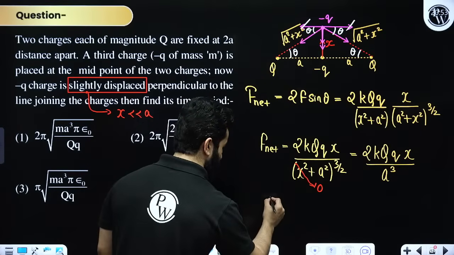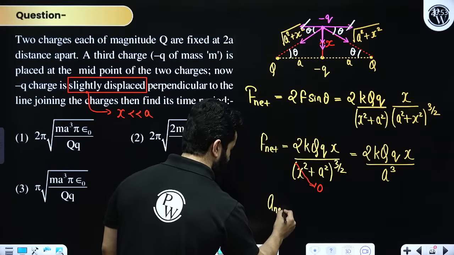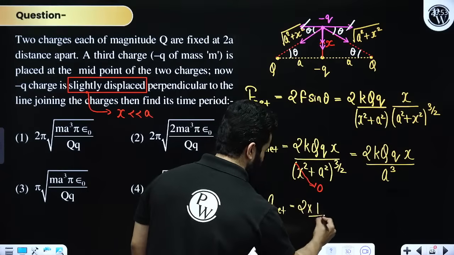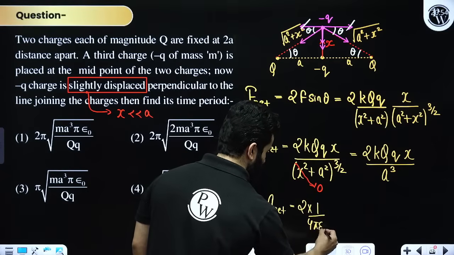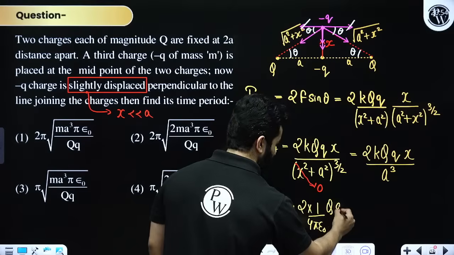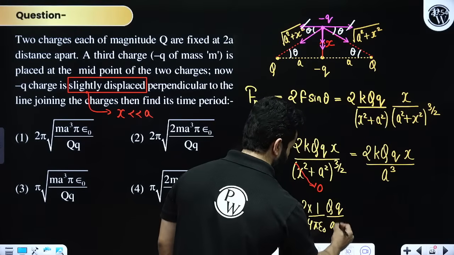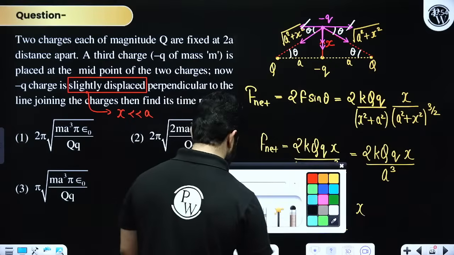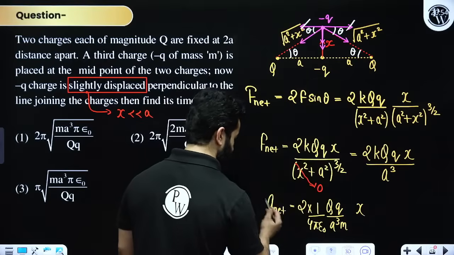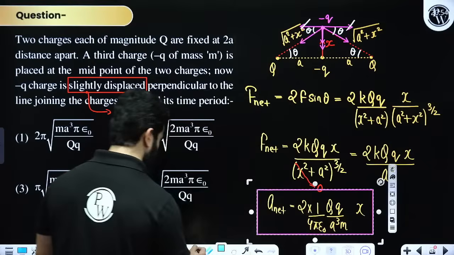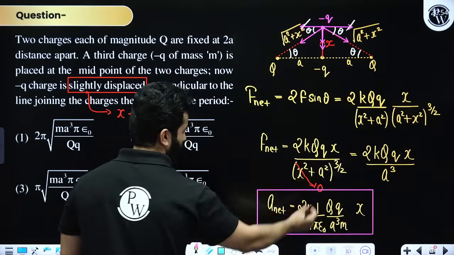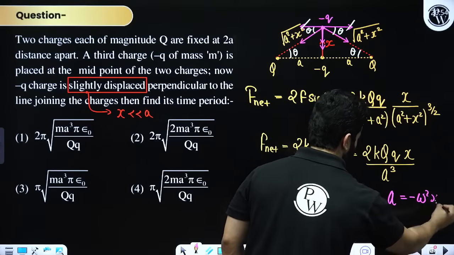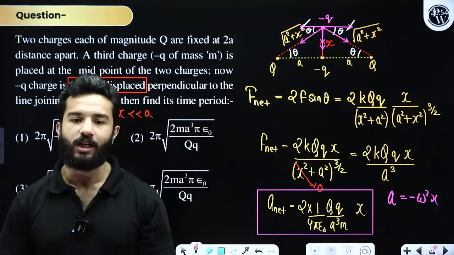Then I'm going to say that net acceleration can be written as, instead of k, let me write it as 1 upon 4 pi epsilon naught, and then you have capital Q small q divided by a cube, mass and x. If you compare this with acceleration, acceleration can actually be written as minus omega square x. I'm not really worried about the negative sign.